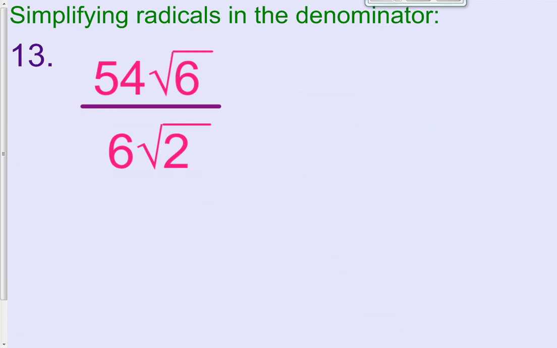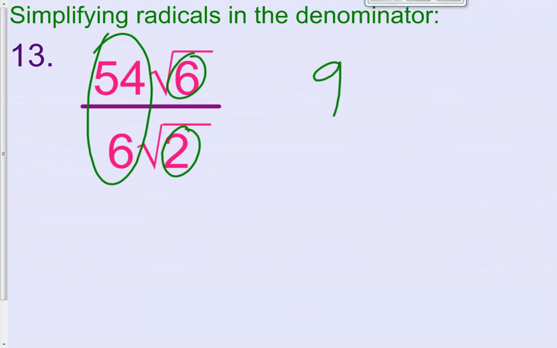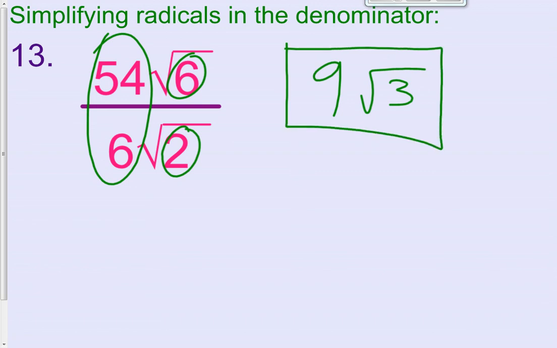Let's try number 13. So we're going to divide the coefficients. 54 divided by 6 is 9. Divide the radical. 6 divided by 2 is 3. So we keep that underneath the radical. 9 square root 3. Can this be broken down any further? No, it cannot. So this is our answer.